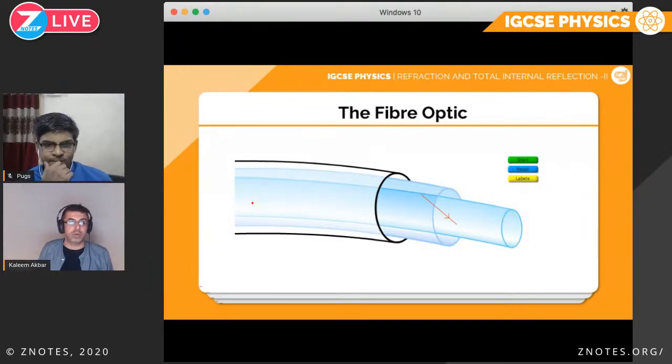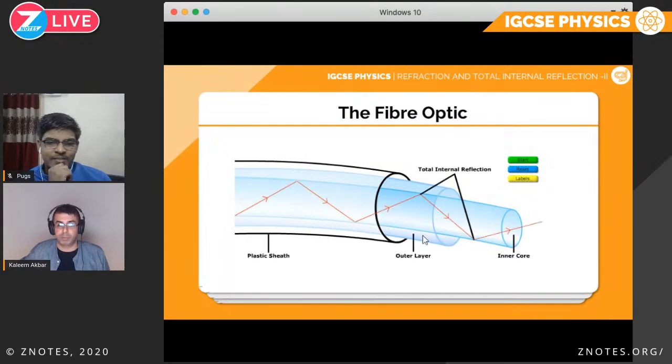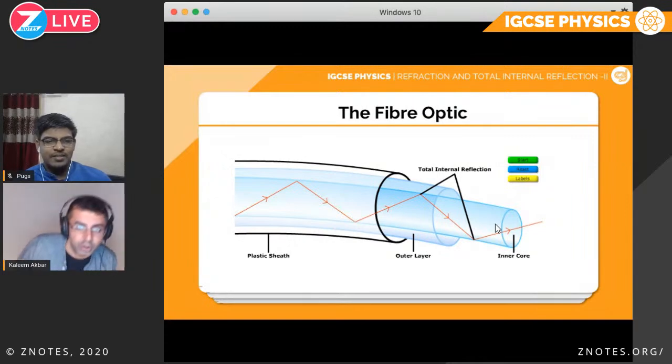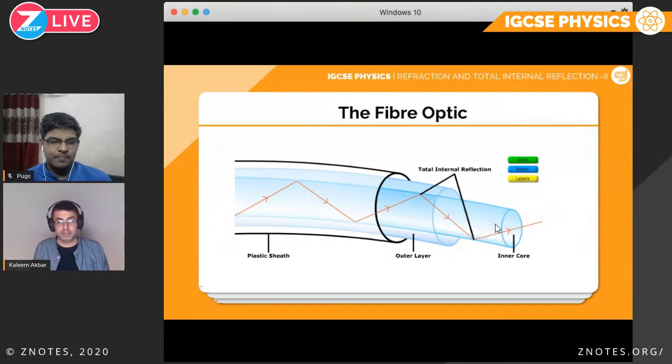Now, guys, I'm not going to go into core, cladding, all that kind of stuff. We're going to keep it nice and simple here. You've got a plastic thing on the outside to stop it from breaking. You've got your outer layer, fancy name depending on your syllabus, cladding, and you've got the inner core, but we don't need to make it that complicated. All you need to know is the only reason that effect is taking place is because the angle of incidence is greater than the critical angle for that material.